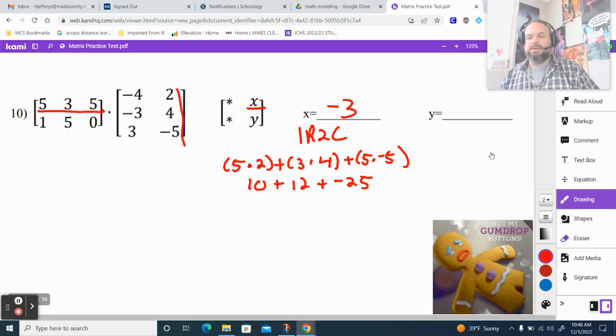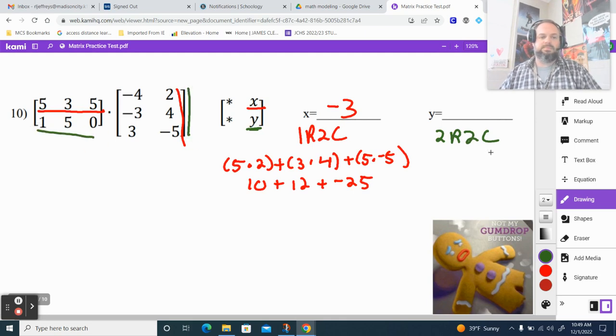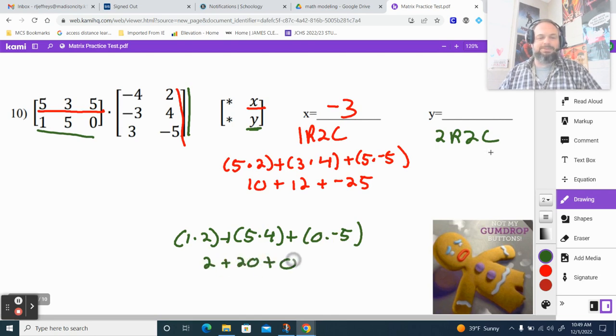All right. This one, Y, is in the second row, second column. So this is 1 times 2 plus 5 times 4 plus 0 times -5. 20 plus 0. So 22.